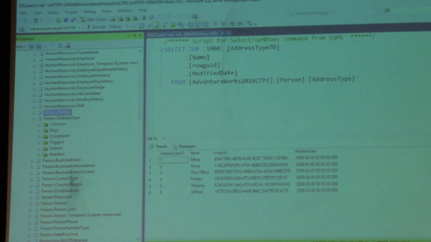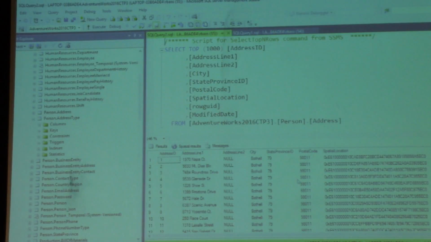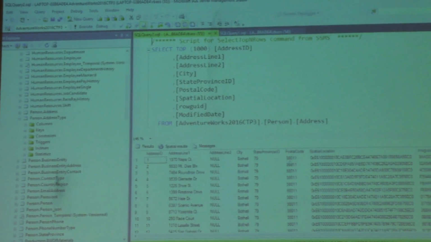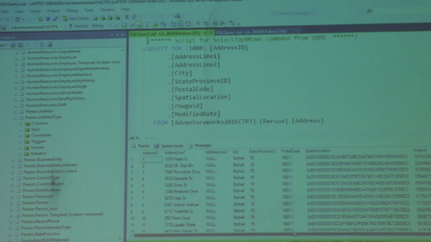Then the person address. The person address has an address ID, the name of the address, and then four tables. We have to use four tables, Professor. Person, business entity address, then you need the address table also, and then address type.